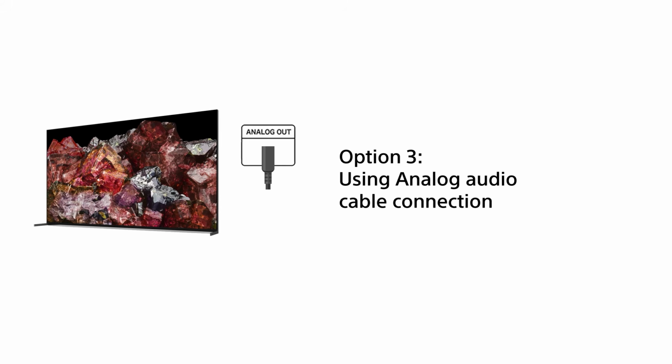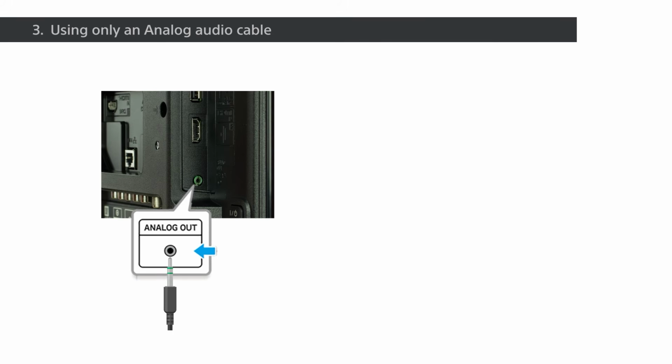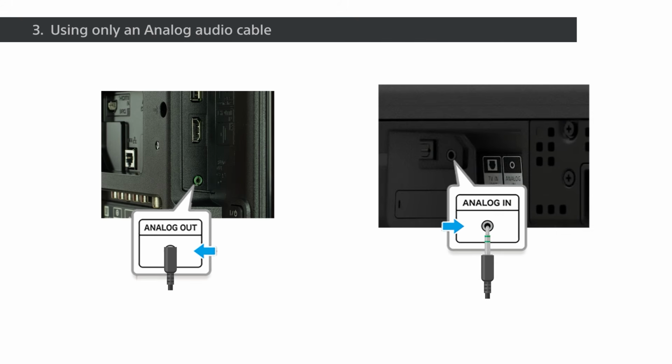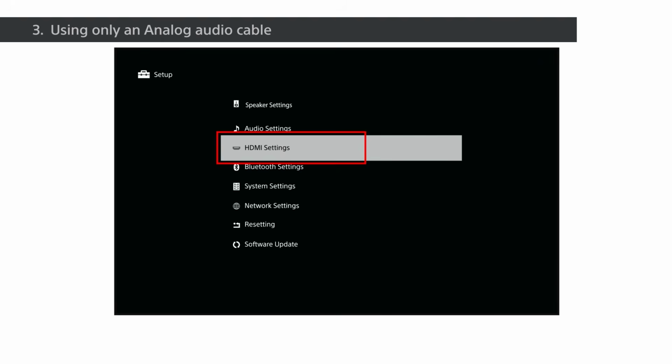Option 3. Using analog audio cable connection. Connect the analog audio cable to the analog out port on the TV and analog in port on the speaker system. In the HDMI settings on the speaker system, set the audio return channel, ARC, or TV audio input mode to off.